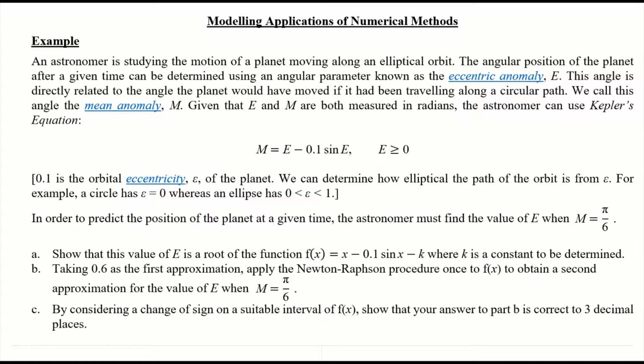Now, one of the interesting pieces of information that comes out of this is Kepler's equation. Now, Kepler's equation allows us to link the mean anomaly, which we call M, to the eccentric anomaly, which we call E. And it's what we call a transcendental equation. So you cannot solve this equation algebraically. Okay, so we have to use numerical methods in order to obtain a solution.